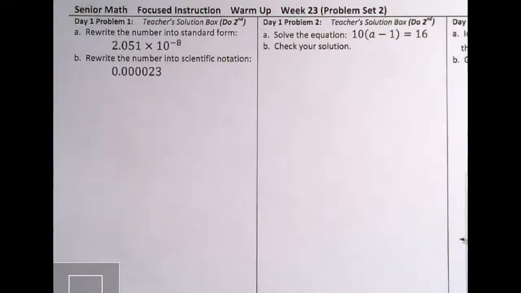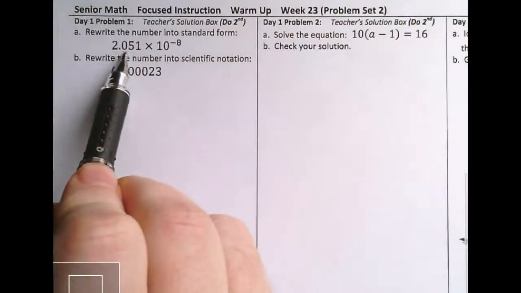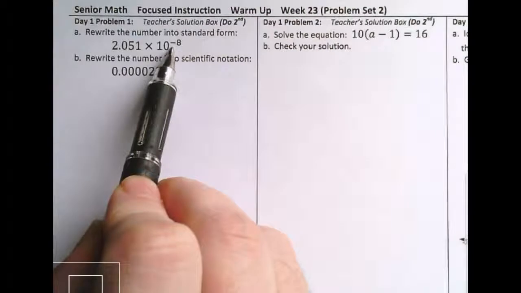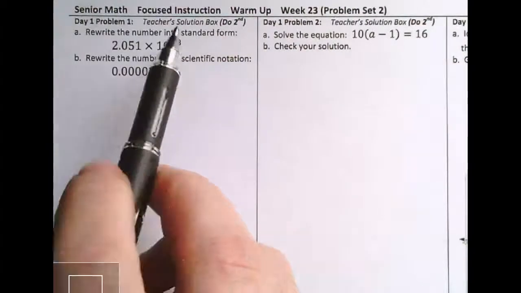Here's a solution for day one, problem one. Rewrite this number into standard form. So we have a number in scientific notation, and this portion of it is 10 to the negative 8th power.